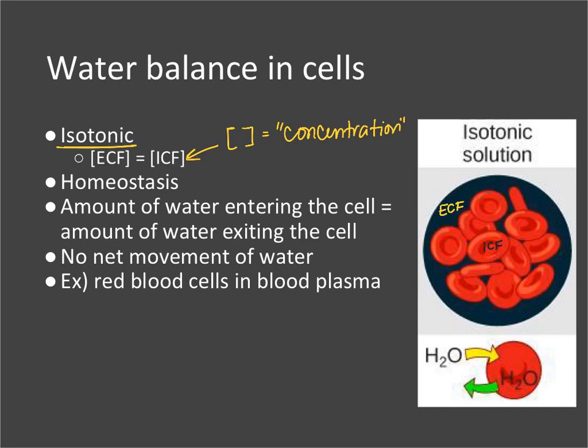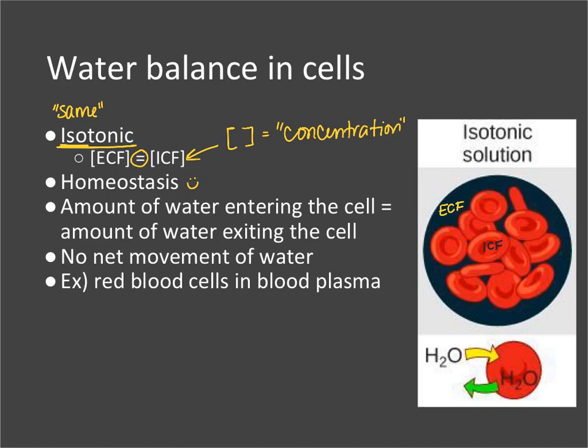So this is just a shorthand way of writing the word concentration. And if we look at this word isotonic, iso means same. So we're looking at the same concentration between the fluid inside the cell and the fluid outside the cell. And this is our homeostasis. So this is what our body is striving for, and this is our body functioning the way that it should.